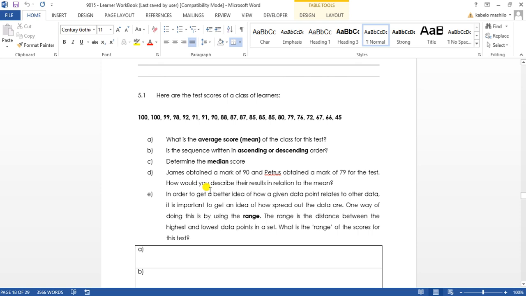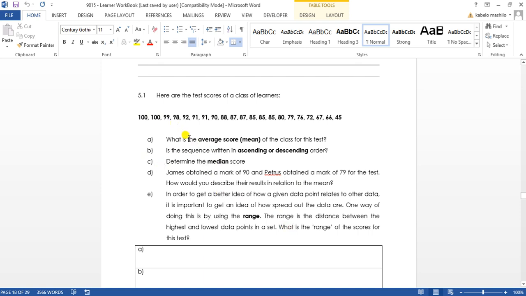Let me just give you a hint on the average score, the mean. You'll have to add each and every number and divide by the count of numbers. If, for instance, these numbers are 100, you calculate 100 plus 100 plus 99 plus 80 and so forth, divided by 100. That will be your average score, the mean.